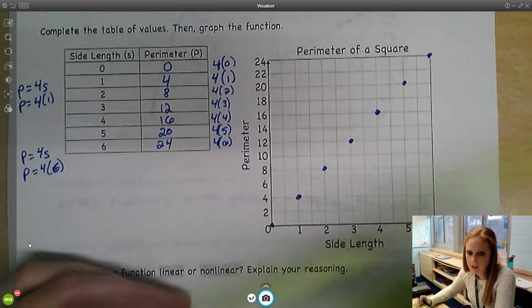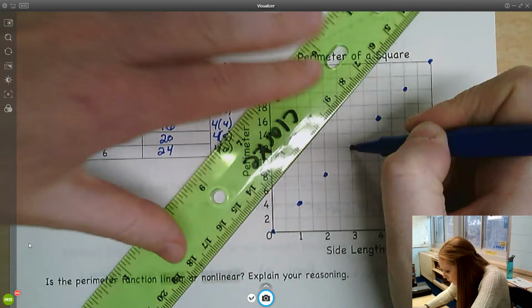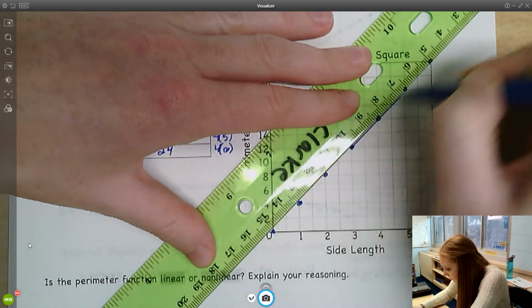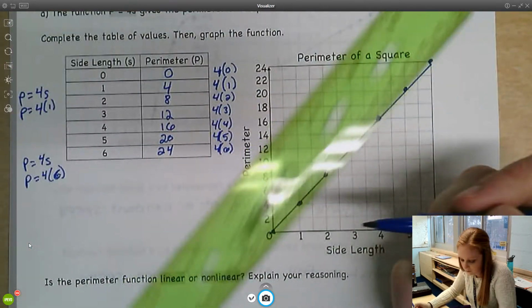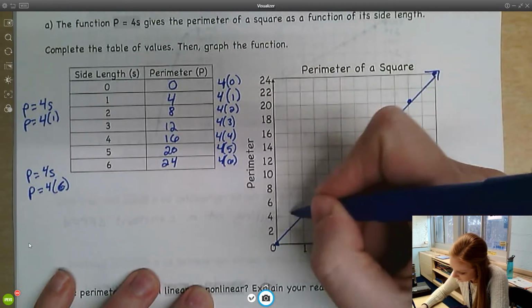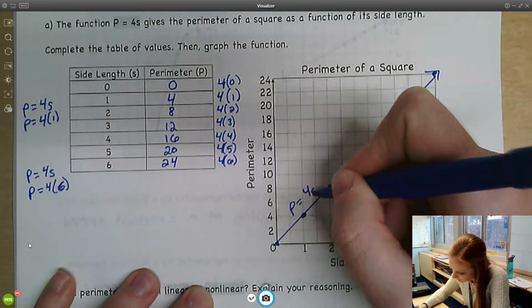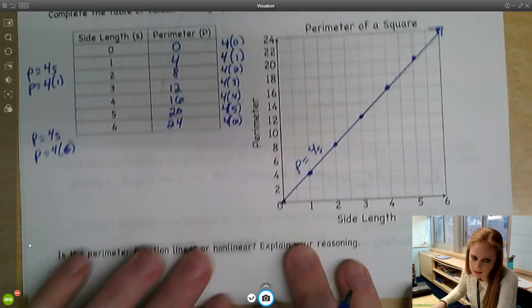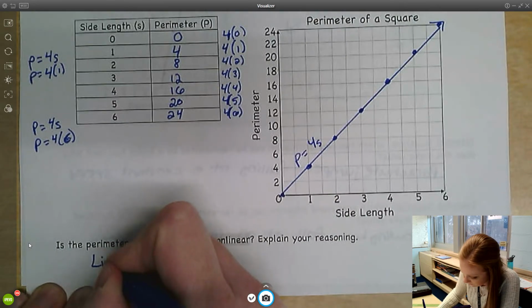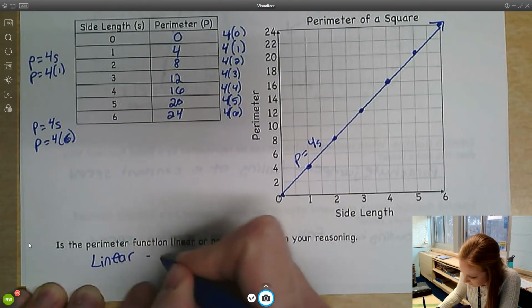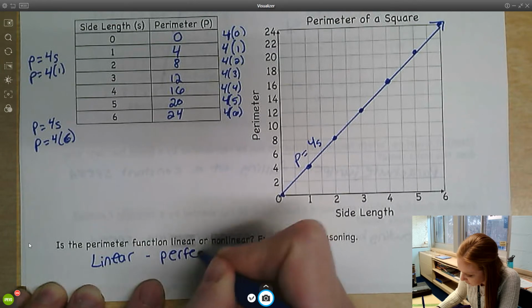Well, let's see, is this linear or nonlinear? Looks like a straight line to me. P equals 4s was the name of the equation, and this is a linear function. Why? Well, it's a perfectly straight line.